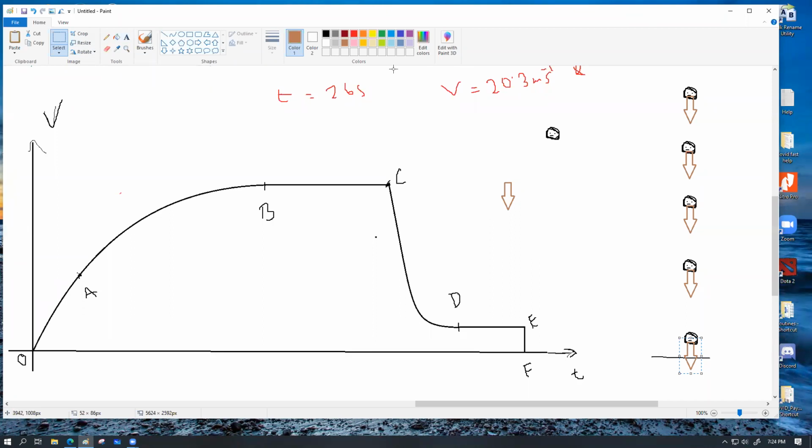Now, try to understand. For this entire process, in which direction is the parachutist falling? Downward direction. Downward.